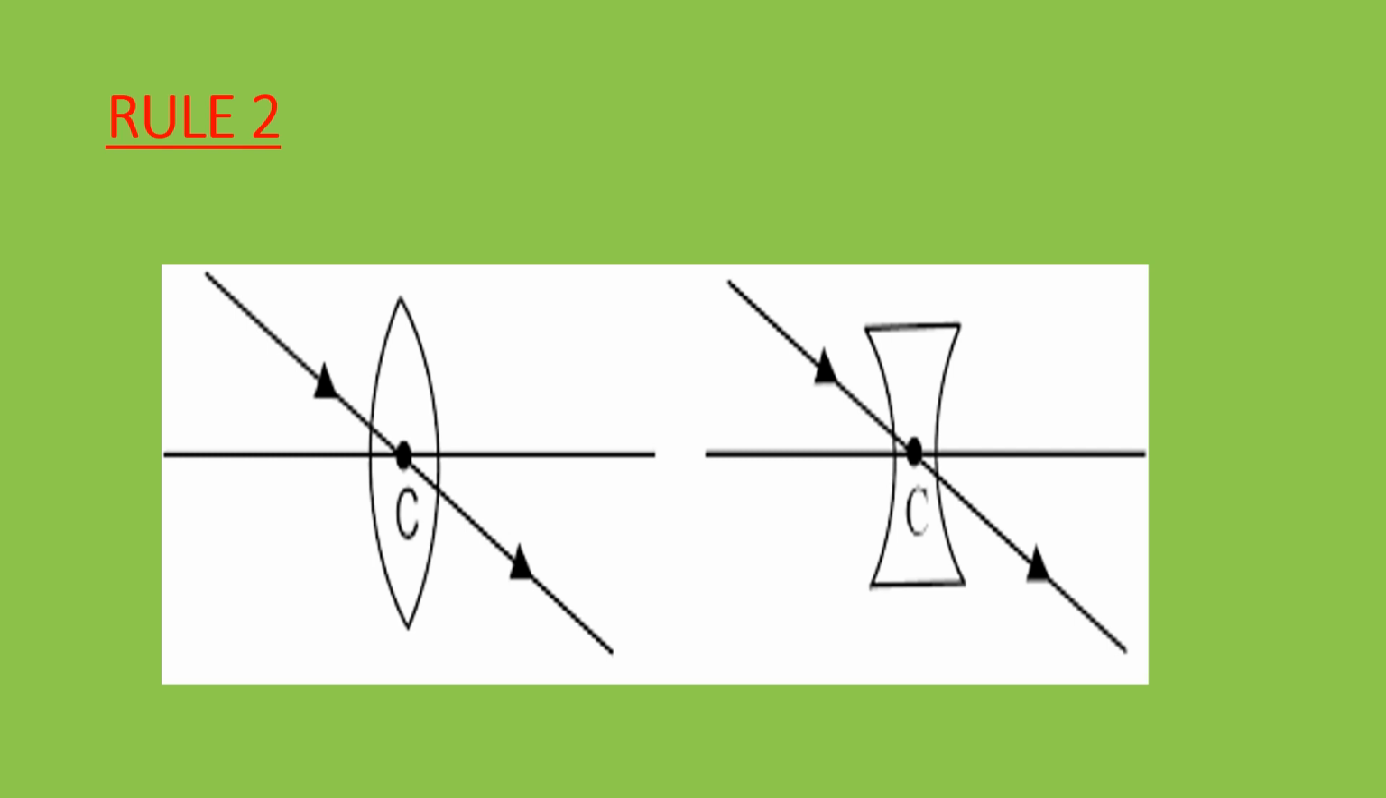Let us have a look at rule number 2. Any ray which passes through the optical center of the lens, which is marked by point C here, goes undeviated, or goes in a straight line, after refraction. The rule holds true for both convex and concave lens.